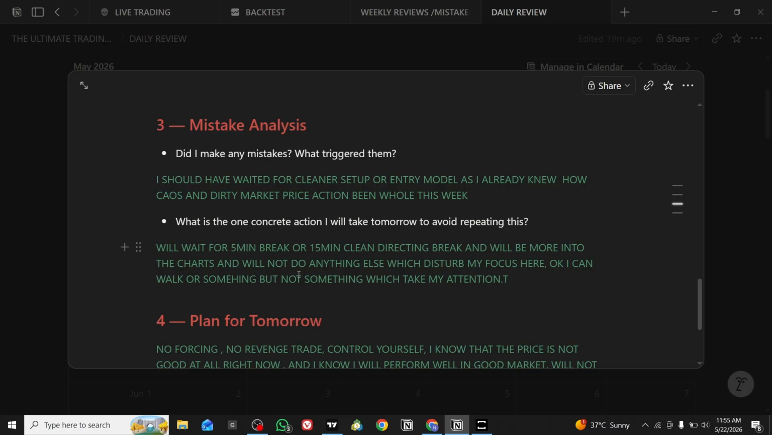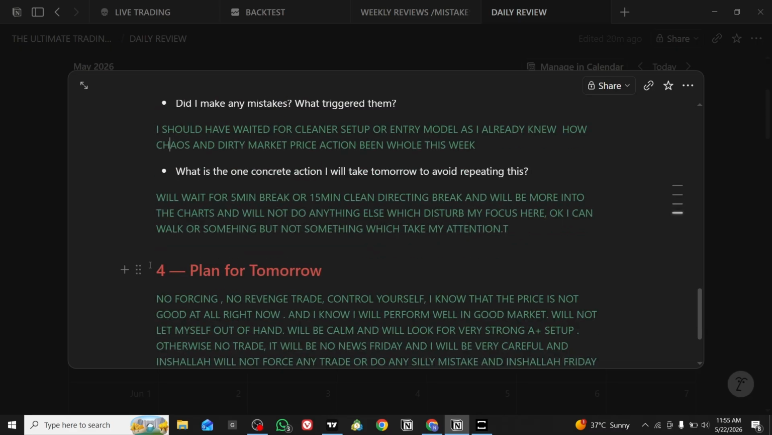What trigger? I should have waited for a cleaner setup entry mode, as I already knew how chaotic the price action can be this week. Yes, exactly. What was one concept reaction I will take tomorrow? Yes, we'll wait for a 5 minute break or a clean directional break, especially in this kind of price action.